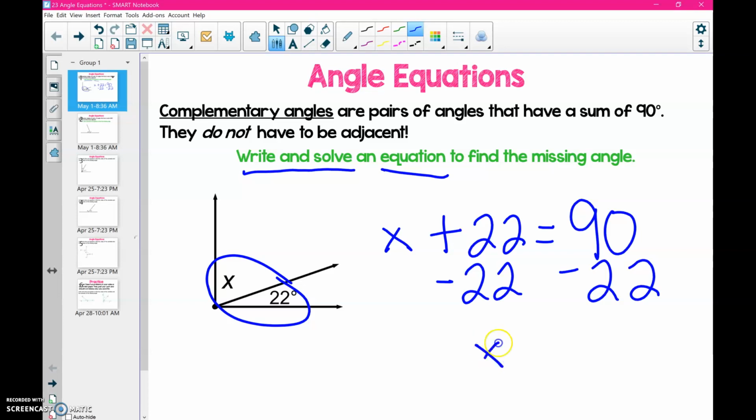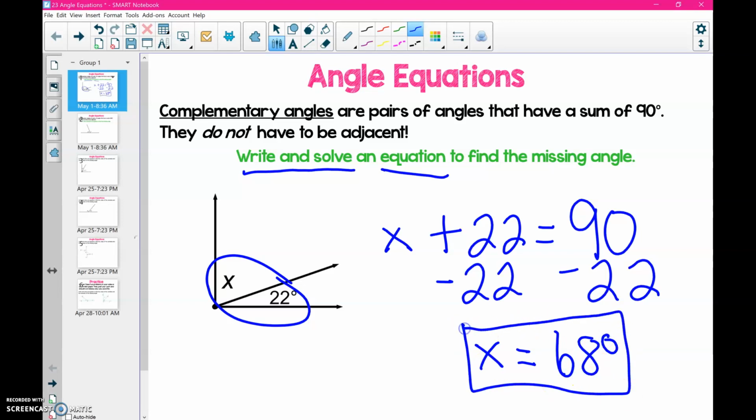So that leaves us with just x on this side. And when you subtract that 90 minus 22, we end up with 68. And we're going to add that degree sign in it when we do our examples like this. And so that's what we get. Not a lot different than what you've done before.